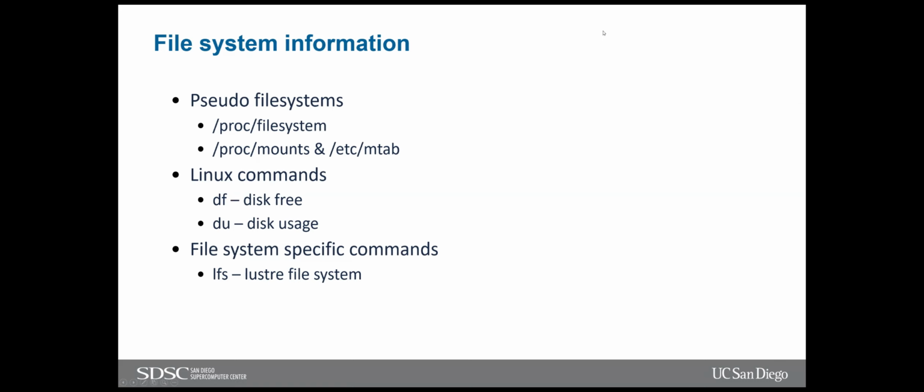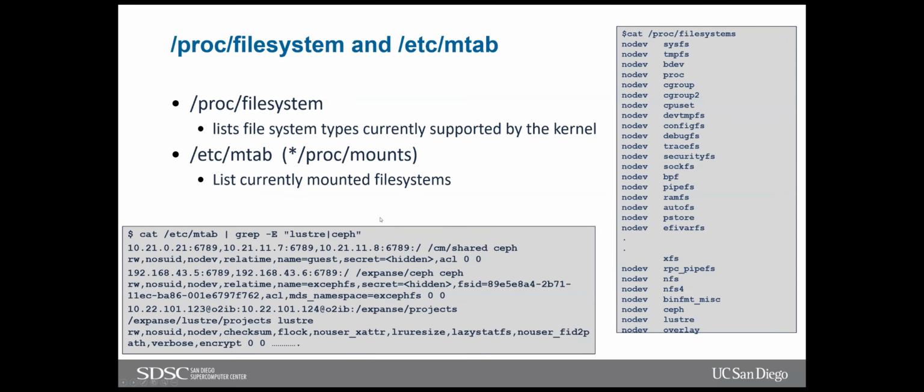So checking out what file systems are available and what will be the most useful for your particular program is good to look at. Also, mentioning again that there are different policies regarding those file systems of what you can use and the performance that you can achieve on them. We can pull file system information from the pseudo file system. We can also use some Linux commands to pull out information. We can also use file system specific commands to look at usage on a certain file system.